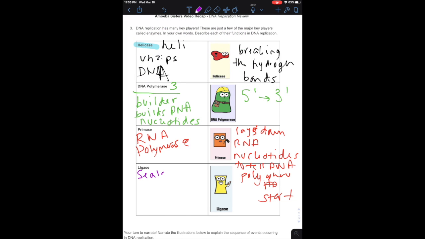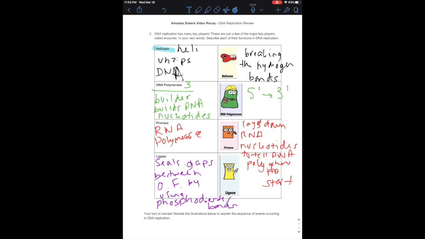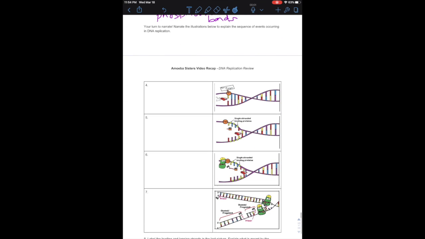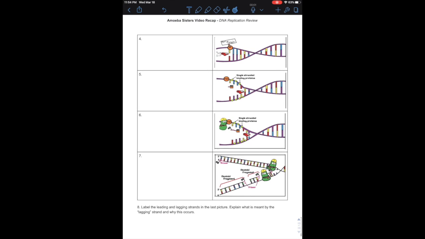Ligase seals gaps between the Okazaki fragments by using phosphodiester bonds. So sealing in the gaps of the backbone between the nucleotides, one nucleotide of one Okazaki fragment to the other nucleotide in the other Okazaki fragment. This one, you're narrating the illustrations to explain the sequence of events that occur in DNA replication.